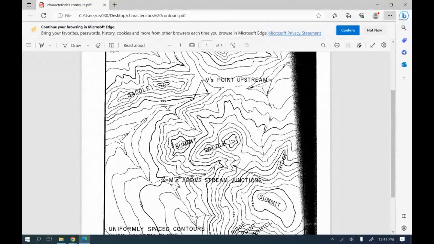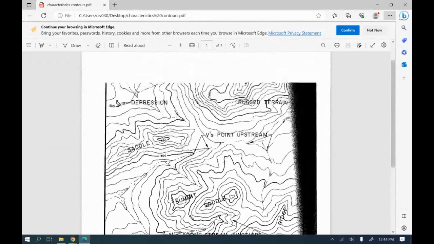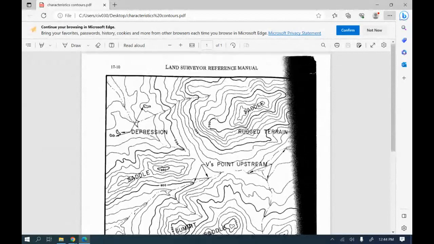Saddle, summit means a high point. A depression means a low point. If there are V points, it means it's a stream, and the tips of the V point upstream.